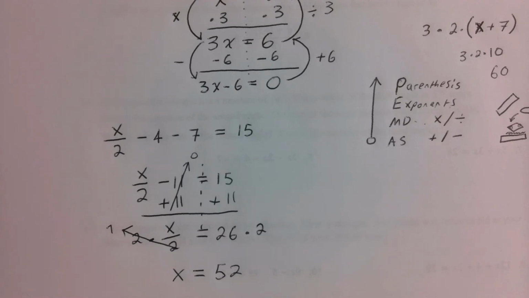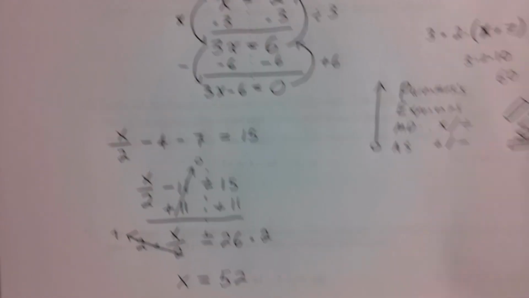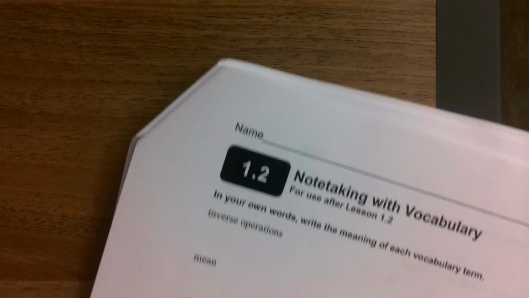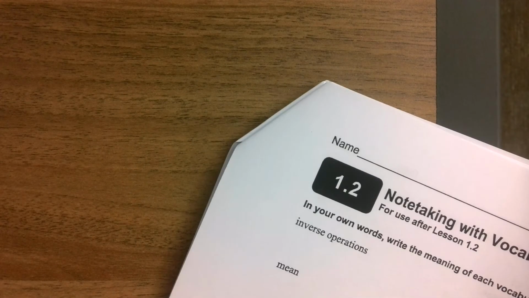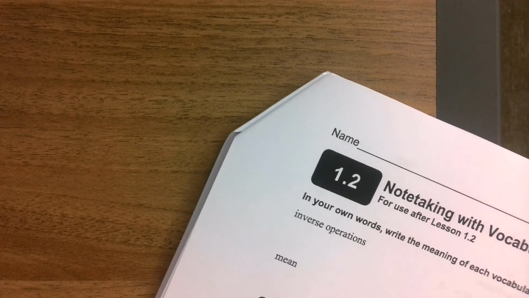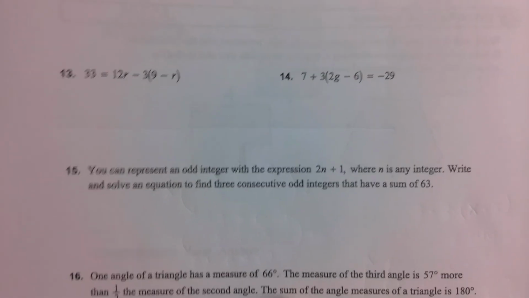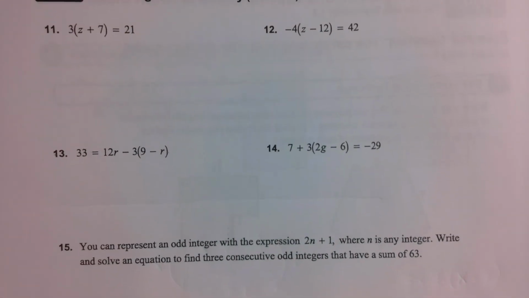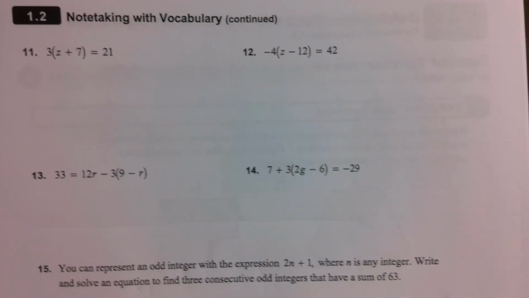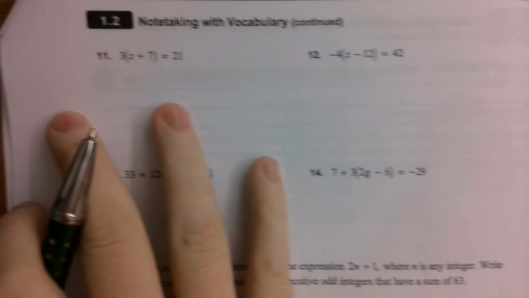Now, not all multi-step equations are created equal. Some of them are much more complicated than others. If you flip the page to page number 10, let's take a look at one of these more complicated examples. Actually, you know what? Let's flip all the way over to page number 11. Let's do something crazy here. Let's take a look at number 11.